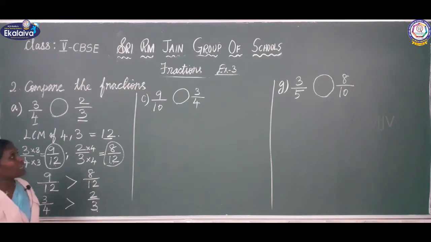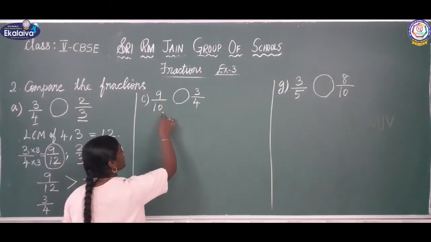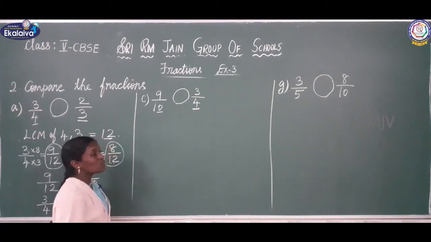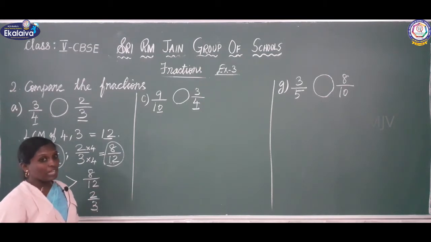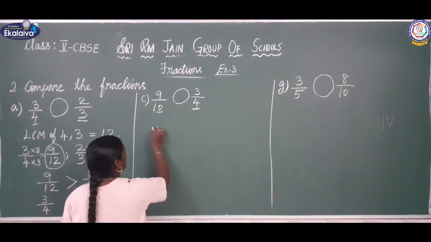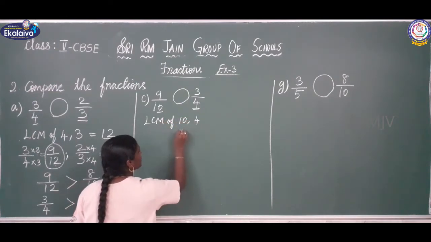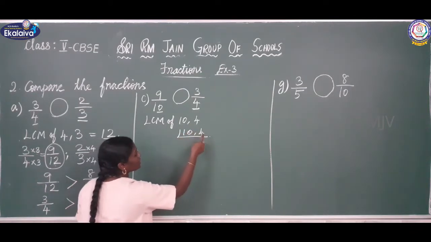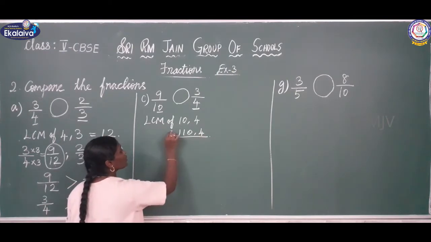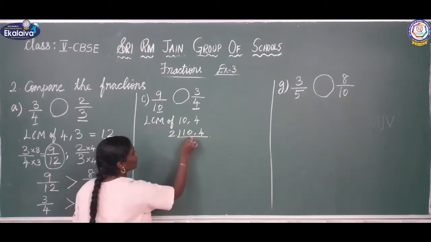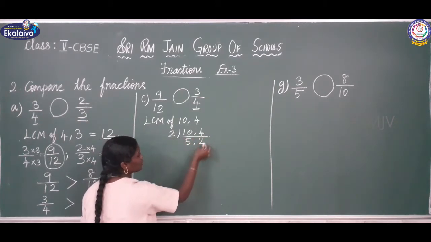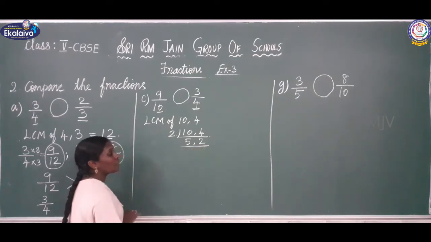Was it clear? Then the second two fractions, 9 by 10 and 3 by 4. Here also these two fractions are unlike fractions. So we have to convert it into like fractions by finding LCM of the denominators. So LCM of 10 and 4. Here by using L division we are going to find the LCM. Here these two numbers are even numbers, so we can divide it by 2. 10 divided by 2, that is 5, and 4 divided by 2, that is 2. Now we got prime numbers here. So we have to stop here.